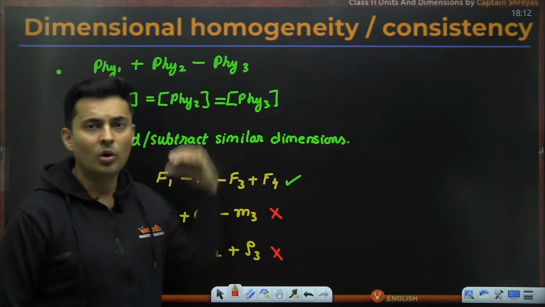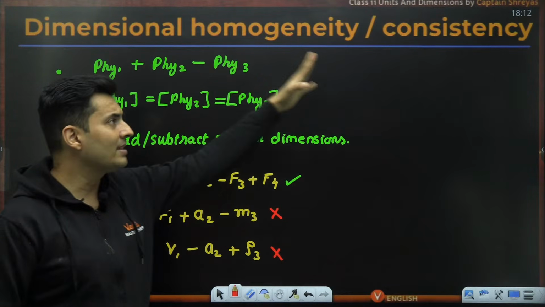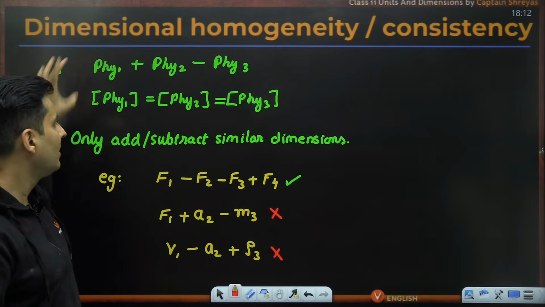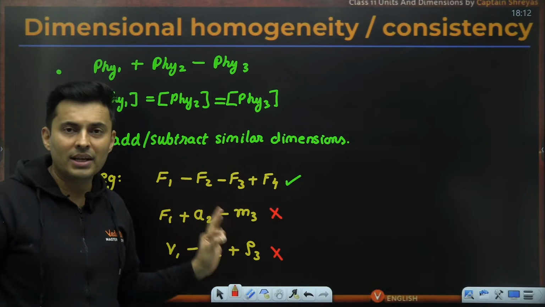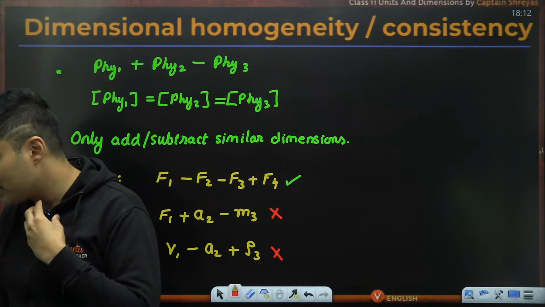Homo means same, homogeneity means same dimensions, dimension-wise. Consistency means the same dimensions, it is consistent, these are all same dimensions, only then it is permitted or else it is not allowed. Is this absolutely clear, my dear students?